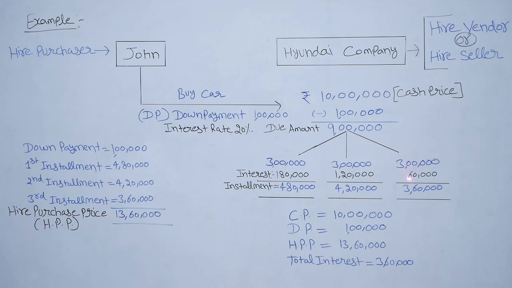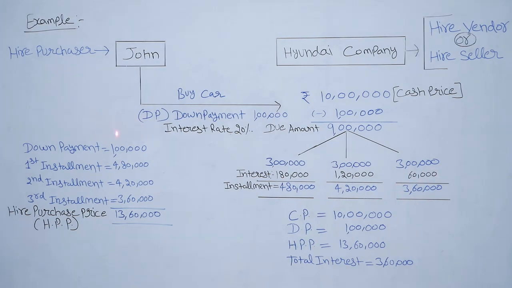Third installment. On the third installment we will calculate interest on 3 lakh rupees. Why 3 lakh? Because out of 9 lakh rupees, 3 lakh has been paid for the first installment and another 3 lakh rupees has been paid for the second installment. So the balance is 3 lakh rupees. 9 lakh minus 3 lakh minus 3 lakh is equal to 3 lakh. So 3 lakh into 20% interest is equal to 60,000. So the total installment is 3 lakh 60,000.